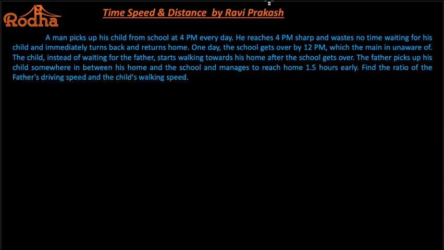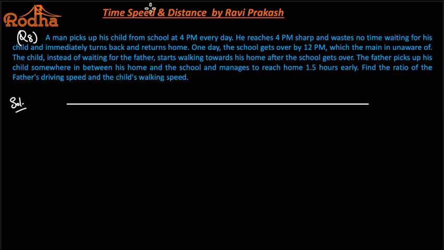Okay, look at this question, guys. This question says that a man picks up his child from school at 4 p.m. every day and he reaches 4 p.m. sharp and wastes no time for his child and immediately turns back and returns home. So let's say, for example, there's a school and a person, and we make this path here. All of you should try this before I explain. Just pause this video and try this question by yourself, and only then see the video, right?